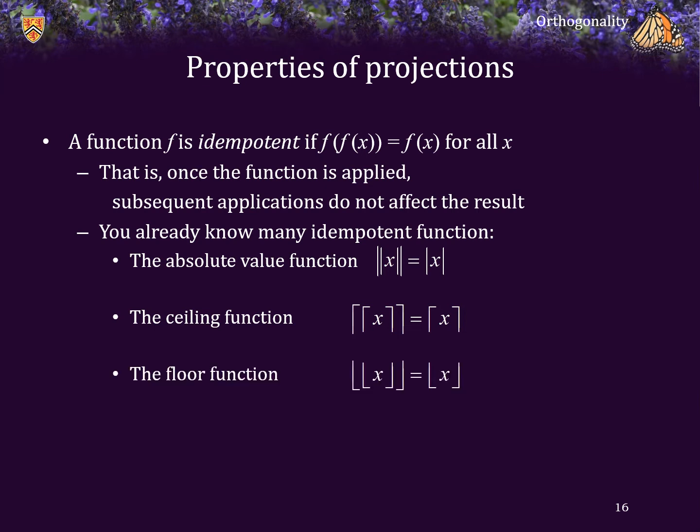Similarly, the floor function, or the greatest integer less than or equal to x, is also idempotent. The floor of 7.82 is 7. And if you calculate the floor of 7 again, you get 7, for 7 is indeed the greatest integer less than or equal to 7. So you've already seen 3 explicit idempotent functions. You just may not have realized this property.